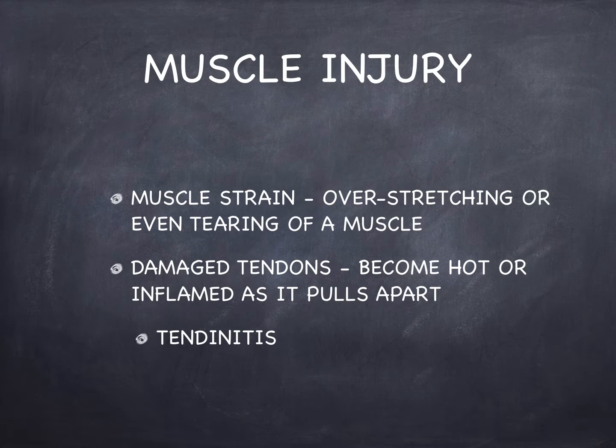Now, there are many ways to injure your muscles, but we're only going to really be talking about two. First one is muscle strain, or just overstretching or even tearing of a muscle. This is also called a pulled muscle. You can also damage your tendons, and these will actually become hot or inflamed as it's trying to heal, and that's called tendinitis.